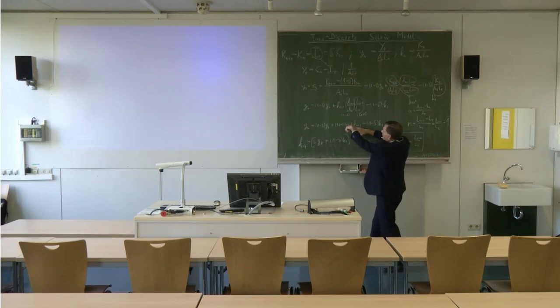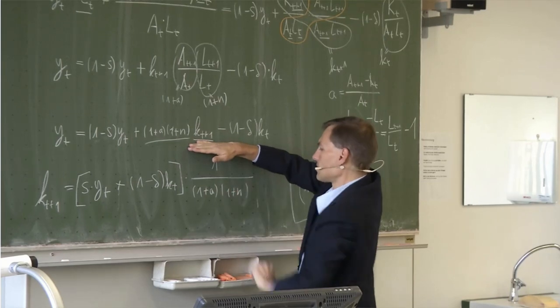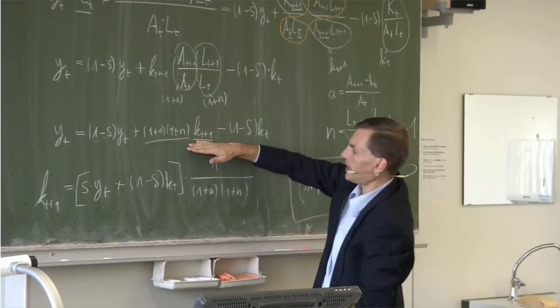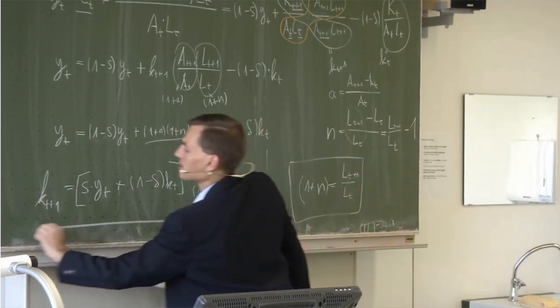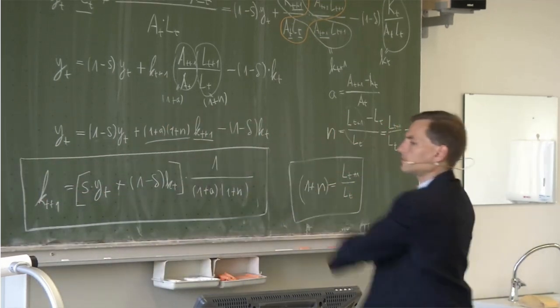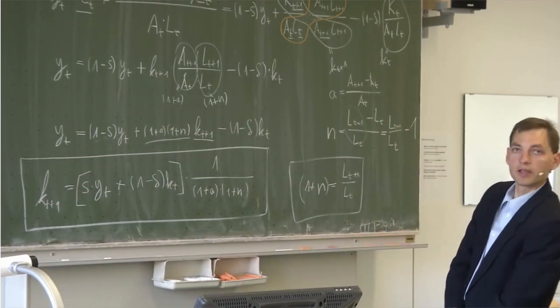So if I divide the equation by 1 times a times 1 plus n, then these two terms pop up on this side. They're 1 divided by n and 1 times 1 plus n. And then what remains is the kt plus 1. And that is the equation I was looking for.